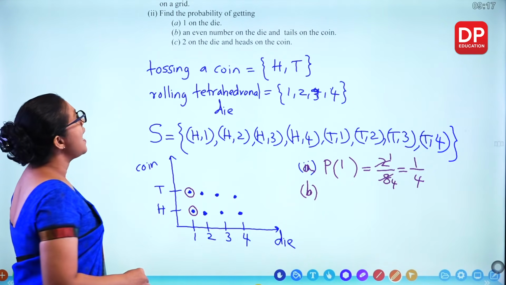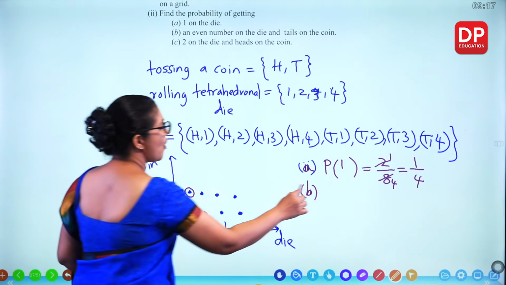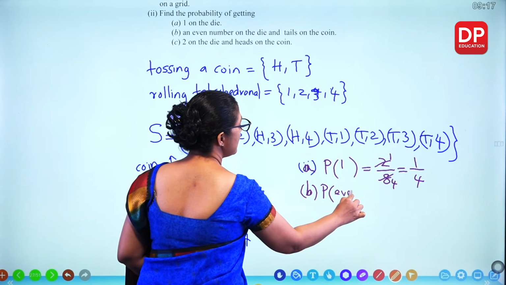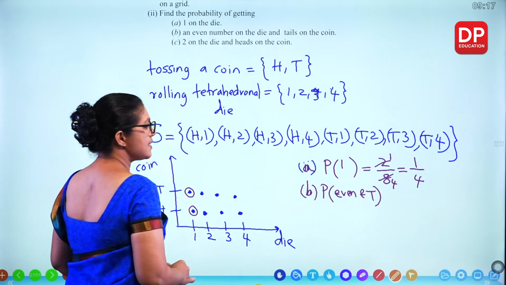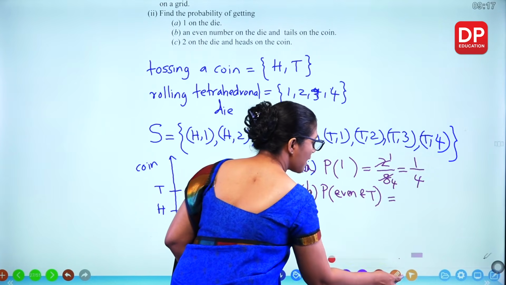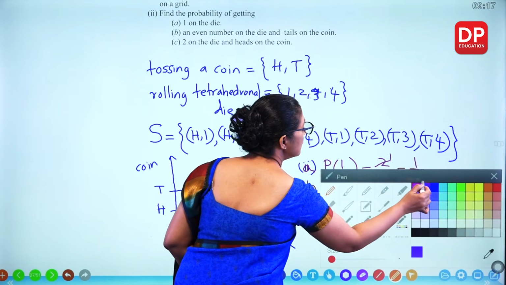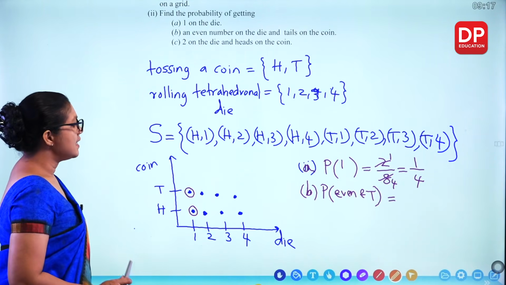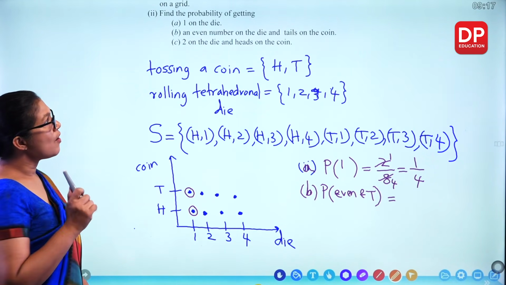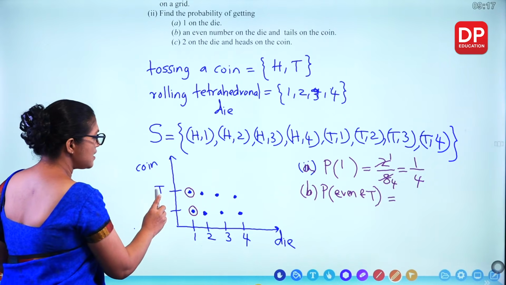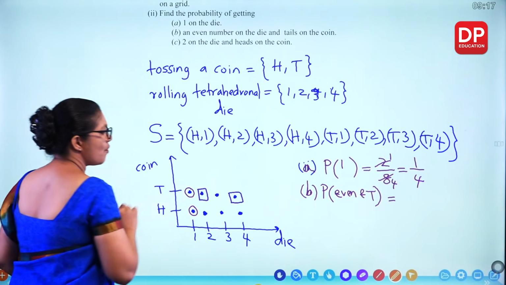Part B, an even number on the die and tails on the coin. Probability of getting even and tail. Now we'll take another color for that. I'll take purple. Even numbers are 2, 4, as well as you are getting tails. Tails with 2 or you can get 4.